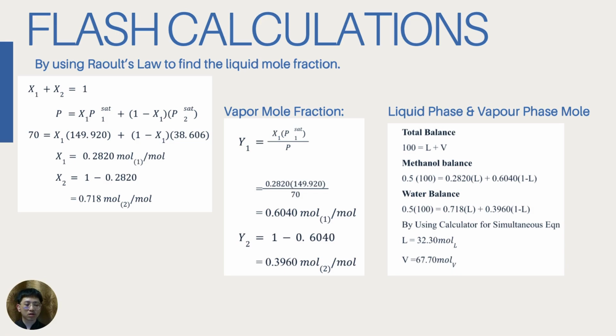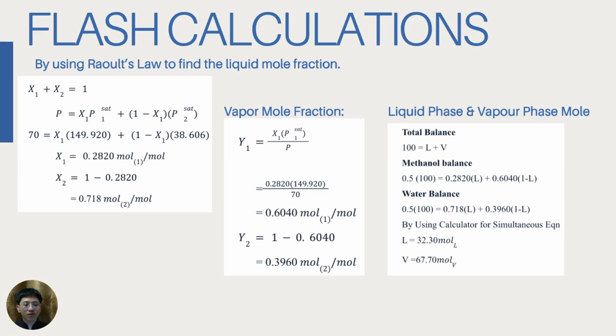The total pressure is equal to the mole fraction of liquid 1 multiplied by the P saturation of liquid 1, plus 1 minus x1, which is also x2, which represents liquid 2, which is water. So liquid 1 is methanol, then multiplied by the P sat of the water. By substituting all the values, we can have the value of x1 and x2. So x1 is equal to 0.2820 and x2 is equal to 0.718.